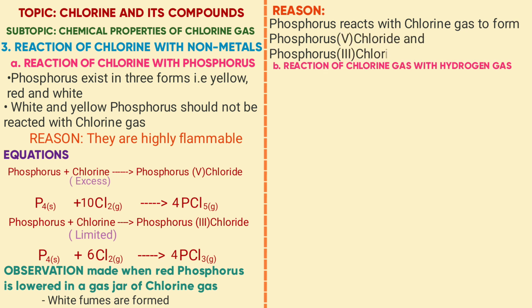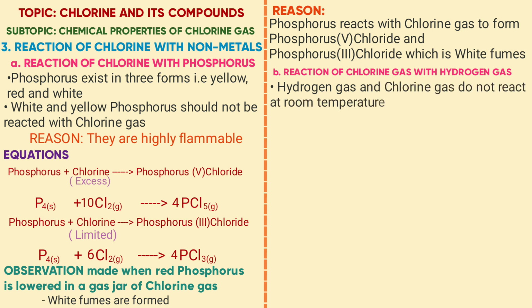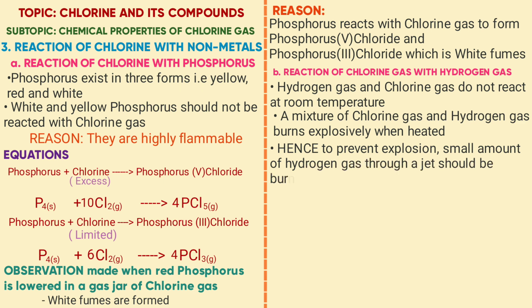B, reaction of chlorine gas with hydrogen gas. Points to note: chlorine and hydrogen gas do not react at room temperature. Note 2, a mixture of hydrogen and chlorine gas reacts explosively when heated. Hence, to prevent explosion, small amounts of hydrogen gas through a jet should be burned in excess chlorine.